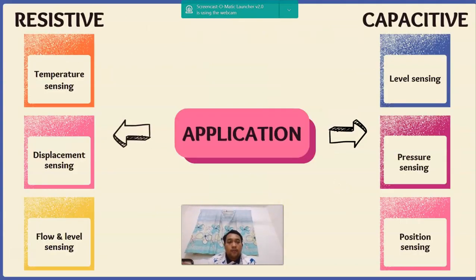Okay, for the application of both sensors, the resistive sensor has temperature sensing, displacement sensing, flow and level sensing. The capacitive sensor has level sensing, pressure sensing, and position sensing.